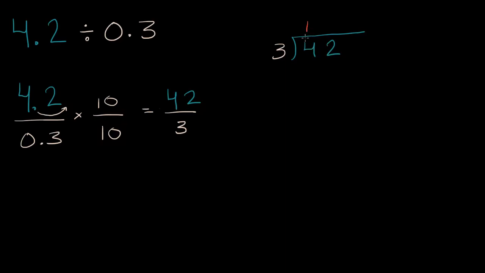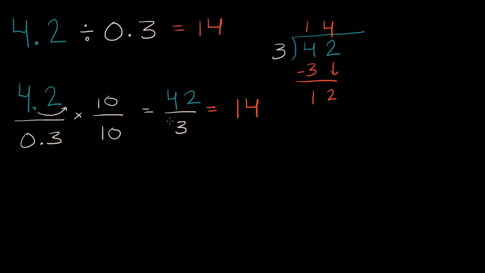All right. 3 goes into 4 one time. 1 times 3 is 3. You subtract. 4 minus 3 is 1. Bring down the 2. 3 goes into 12 4 times. So this is equal to 14. And so this one right over here is going to be equal to 14.